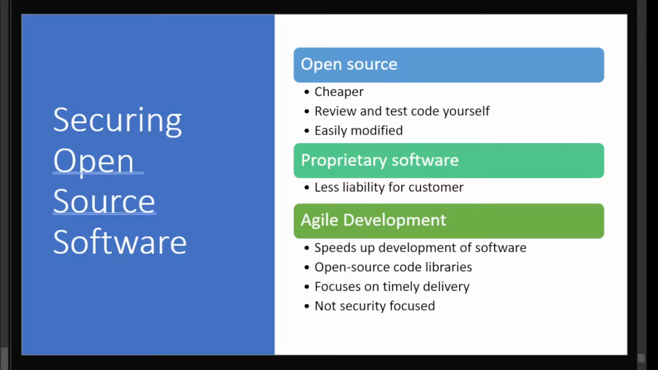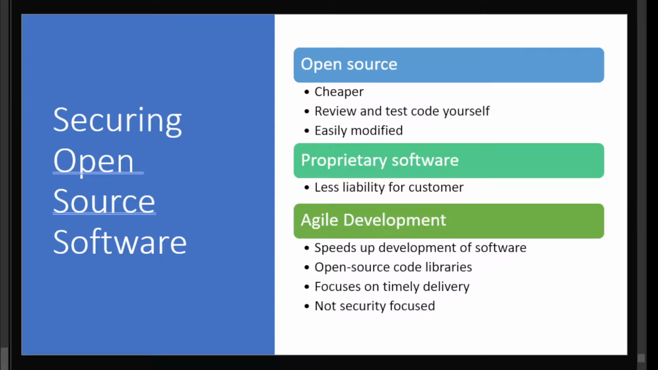As far as open source software, open source software is a cheaper version of software usually. The benefits are that you can review and test the code yourself, and it's easily modified due to the code being open source. The benefits of proprietary software are that there's less liability for the customer. Usually, proprietary software also keeps its software secret, but this also leads to that lack of liability for the customer because the proprietor could be held liable for certain things.